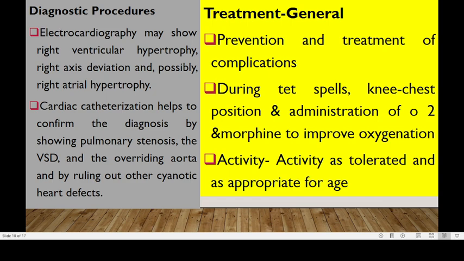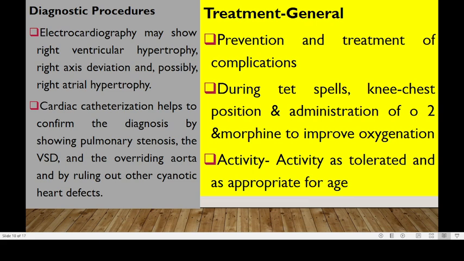All right. In terms of treatment, we could start with the general, where we can do prevention and treatment of complications. So that during TET spells, we normally do the knee-chest position, and we also administer oxygen and morphine just to improve oxygenation.